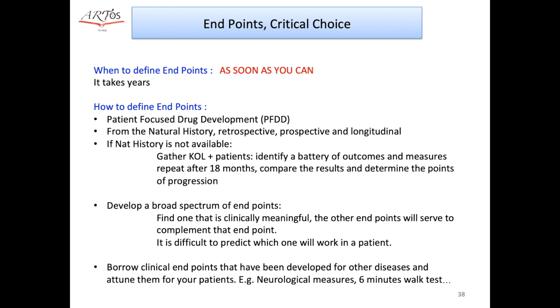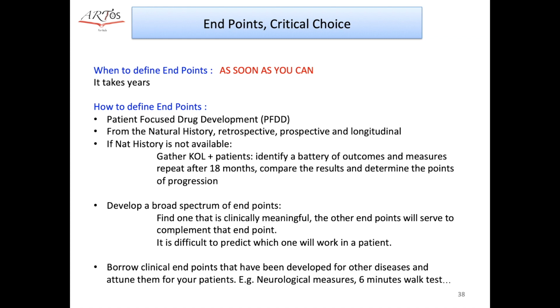retrospective, prospective, and longitudinal. If a natural history is not available in your disease, gather key opinion leaders and as many patients as you can, and identify a battery of outcomes and measures. Repeat that after 18 months and compare the results and determine the points of progression. Try to develop a broad spectrum of endpoints. Find one that is clinically meaningful.